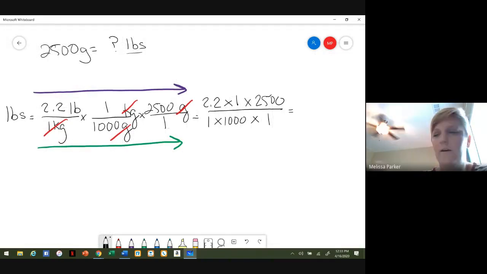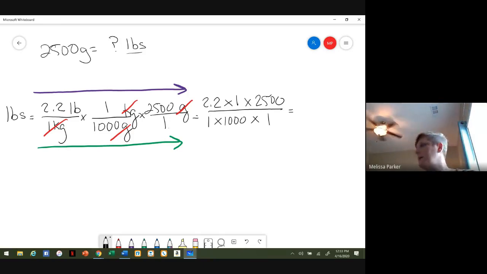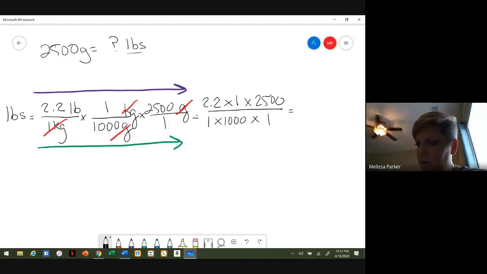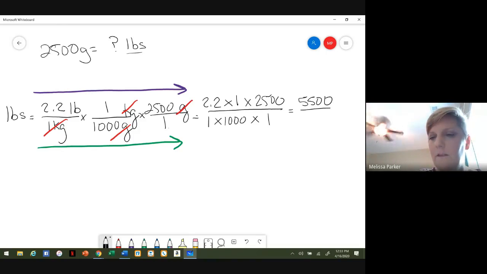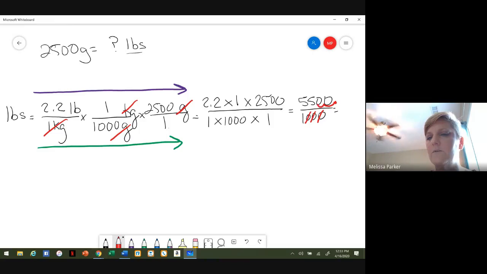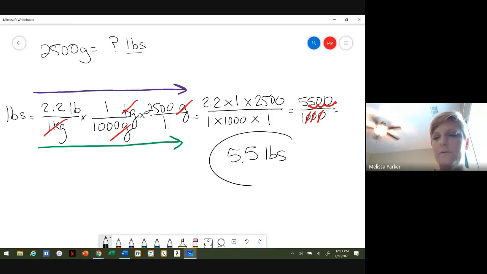Okay, so now if I get my handy dandy calculator, because I don't do math in my head, I'm not one to do that. You're going to multiply 2.2 times 1 times 2,500, and you get 5,500. And then 1 times 1,000 times 1 is 1,000. So now what you can do is however many zeros you have down here, right, you can move your decimal to the left, because when I divide, it should get smaller, right? So 1, 2, 3. So then you have 5.5 pounds. That's your answer.